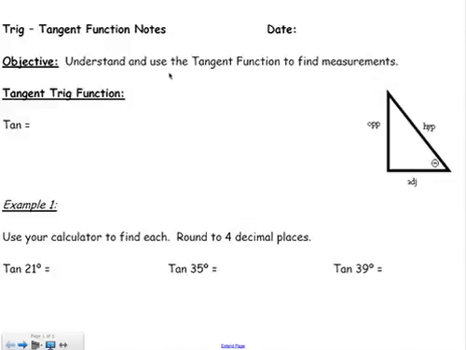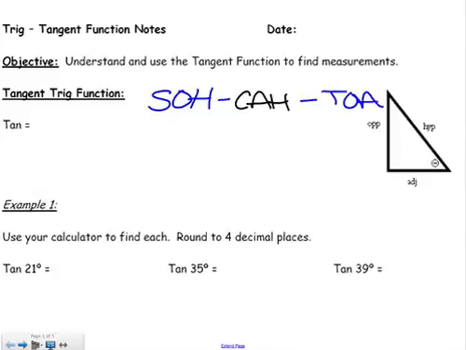So as we look at this, remember the idea is SOHCAHTOA, S-O-H-C-A-H-T-O-A. And hopefully you remember what that means. It means that if you have a right triangle, then the sine is going to be equal to the opposite over the hypotenuse. The cosine is going to be the adjacent over the hypotenuse, and the tangent is going to be the opposite over the adjacent. That really is a nice mnemonic device to help you out.